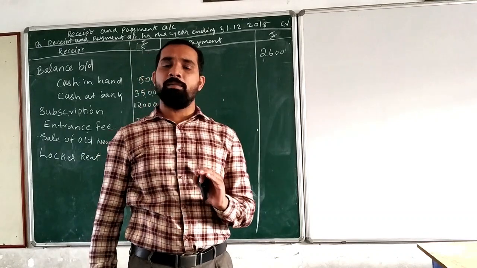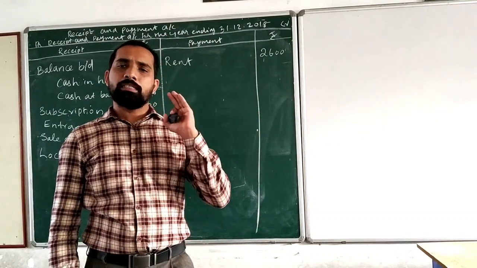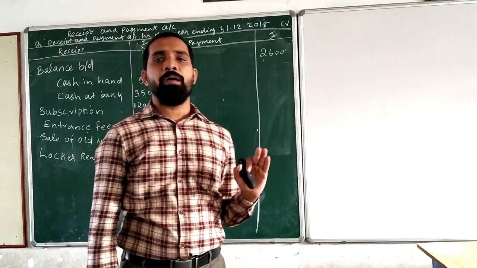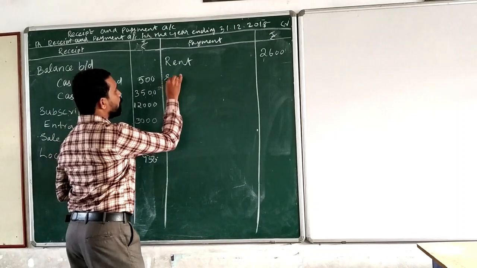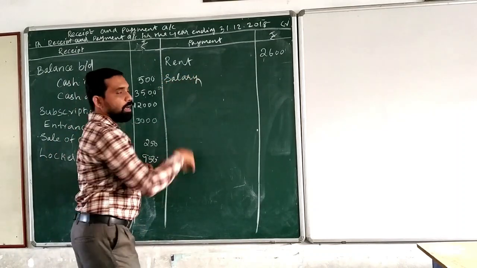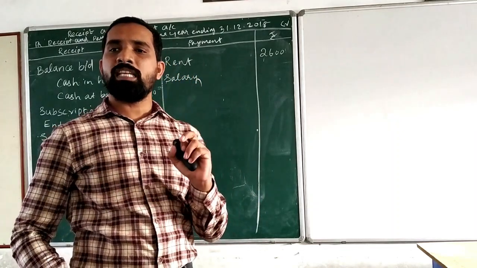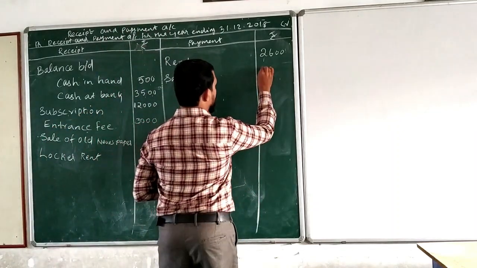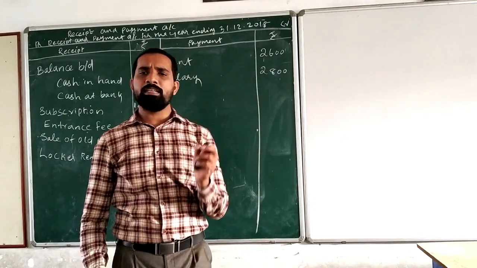Next item, salary paid. Salary is a payment, so it's shown on the payment side. Salary, how much? Salary amount, rupees 2,800. And the next item, what is it?